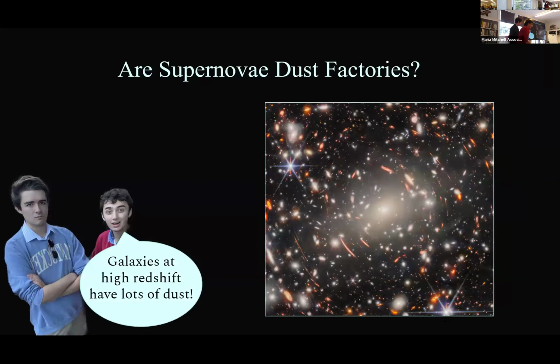Well, galaxies at high redshift have lots of dust. And this is a little bit strange. In this case, a galaxy being at a high redshift means that it's very old. And these old galaxies are really, really dusty. But dust doesn't just appear out of nowhere.